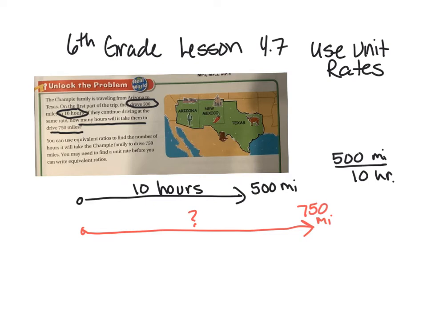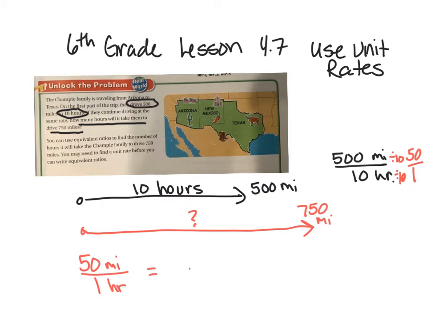And we did unit rate by dividing. So we're doing 500 divided by 10 and 10 divided by 10. And that will tell us in 1 hour, because 10 divided by 10 is 1. 500 divided by 10 is 50. So we now know that they are traveling 50 miles per 1 hour.